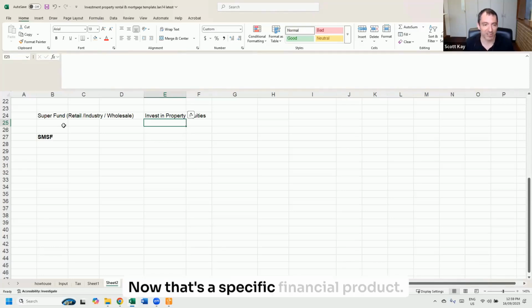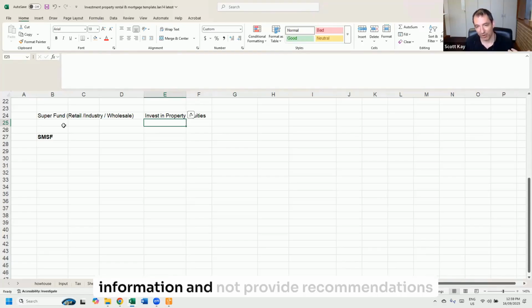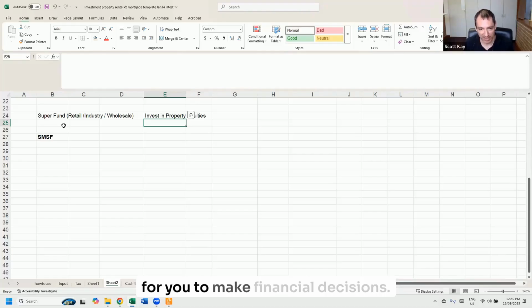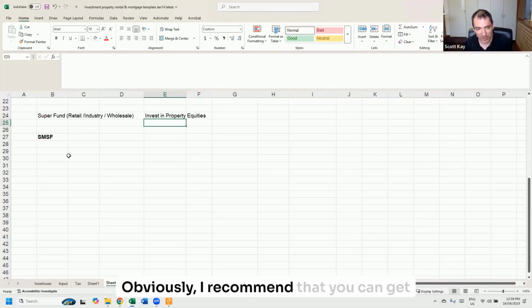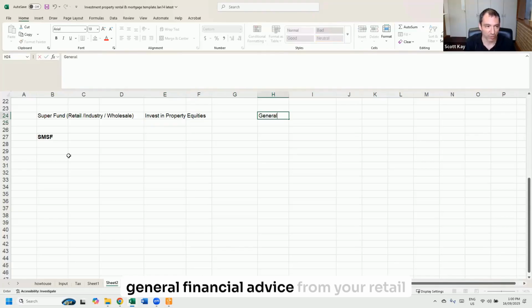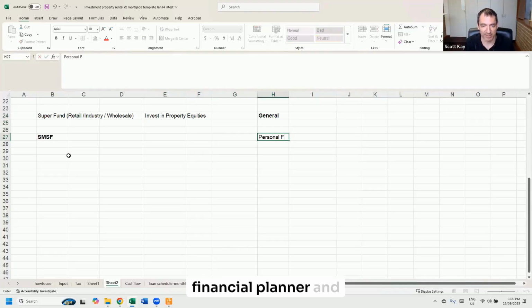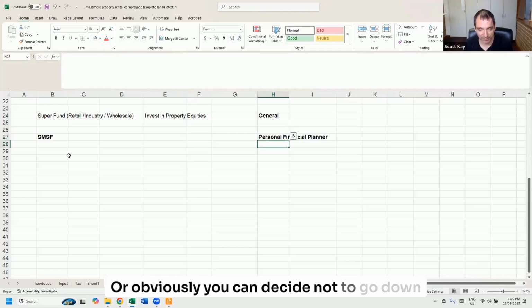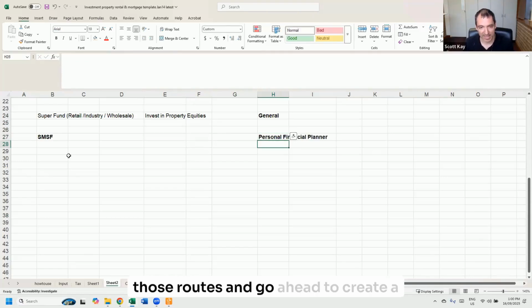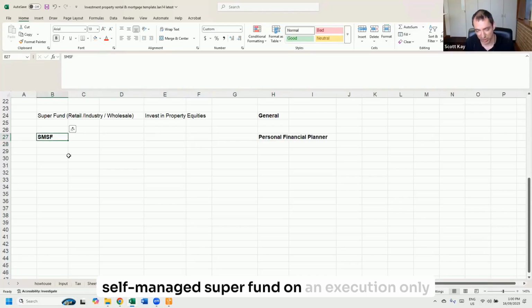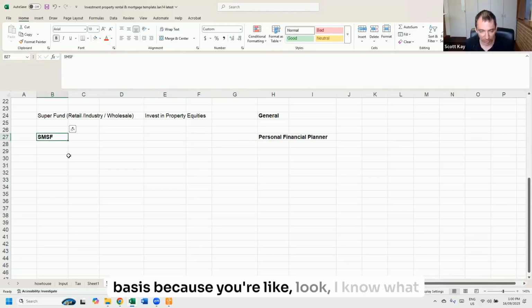Now that's a specific financial product. Just to be very clear, I'm not authorized to provide financial product advice, and super is a financial product. I'm only trying to provide factual information and not recommendations for you to make financial decisions. I recommend you can get general financial advice from your retail super fund, or personal financial advice from a financial planner. Or you can decide not to go down those routes and create a self-managed super fund on an execution-only basis because you're like, look, I know what I'm doing.